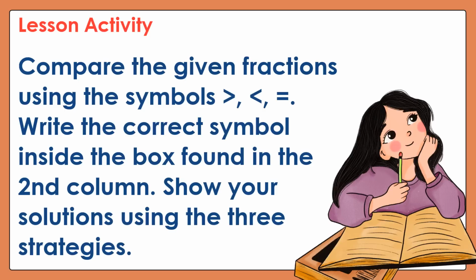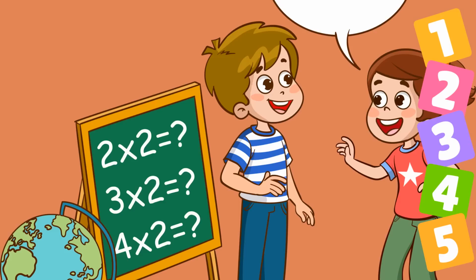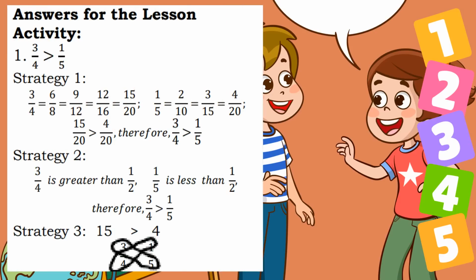Lesson activity: compare the given fractions using the symbols greater than, less than, and equal. Write the correct symbol inside the box found in the second column. Show your solutions using the 3 strategies. Here are the given fractions: strategy 1, strategy 2, and strategy 3. Do this in your notebook. Answers for the lesson activity.